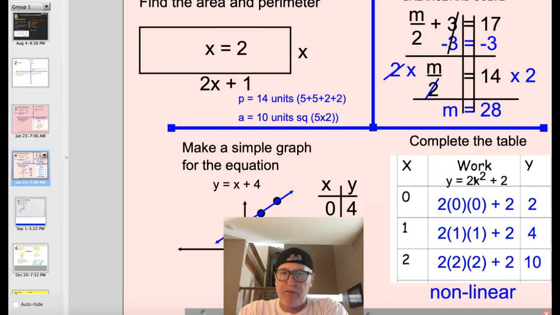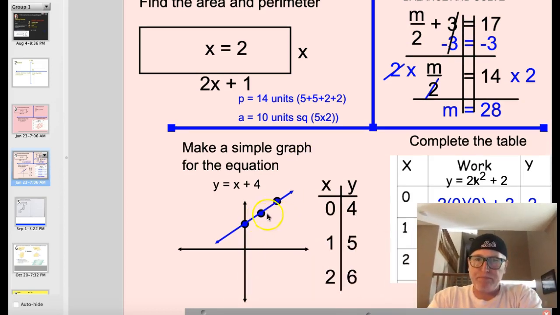Make a simple graph for this equation right here. Y equals x plus 4. There's my table. Here I plotted a few points. You can see it comes through. The y-intercept is at 0, 4. It looks tasty.